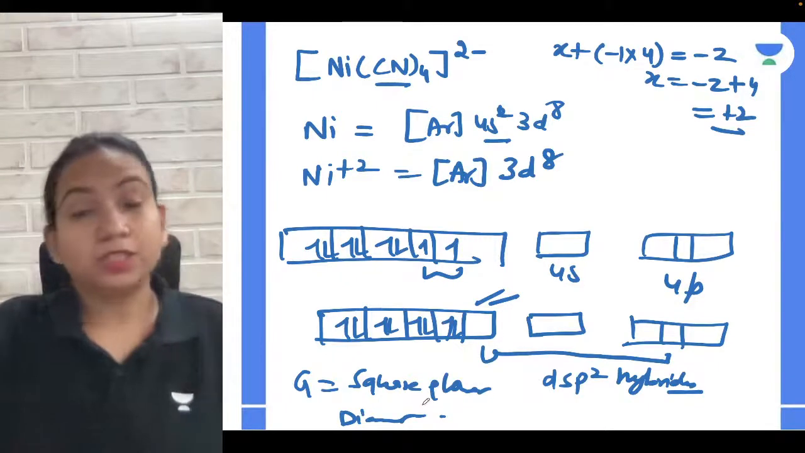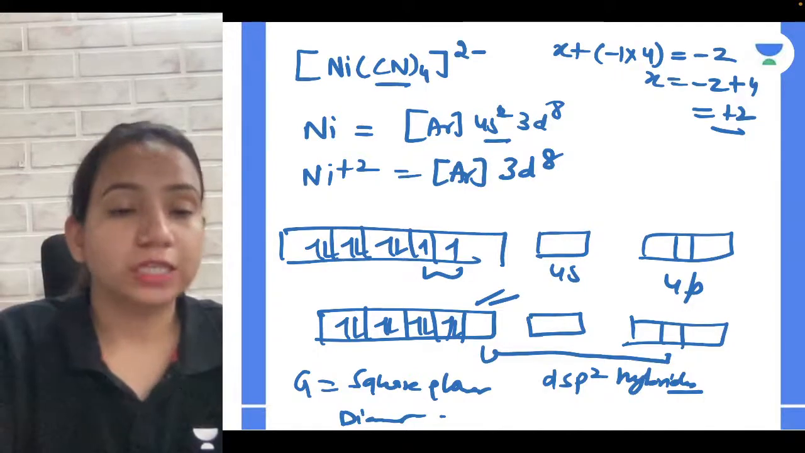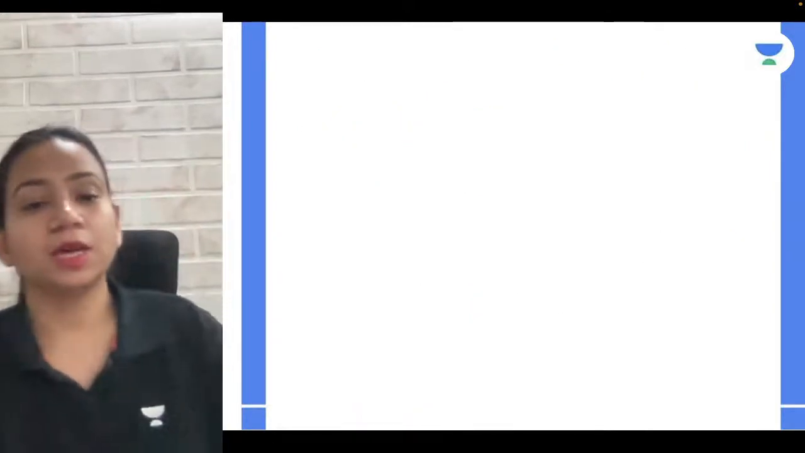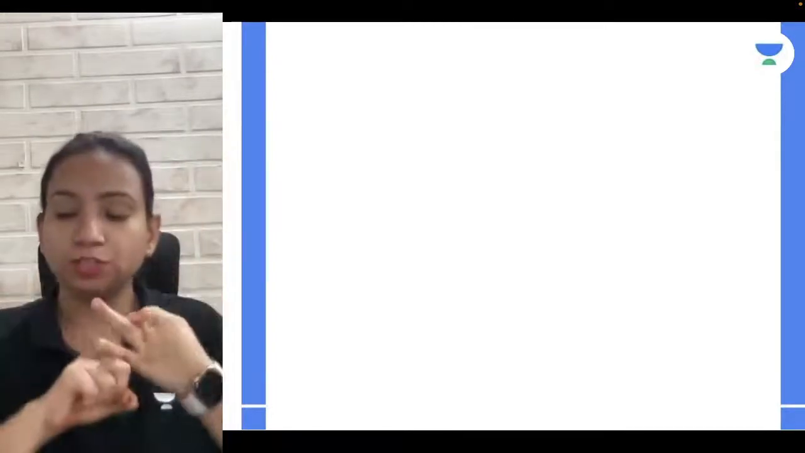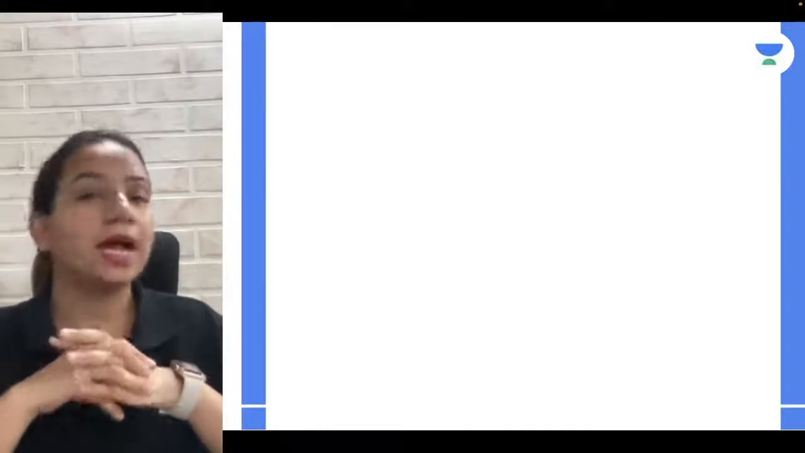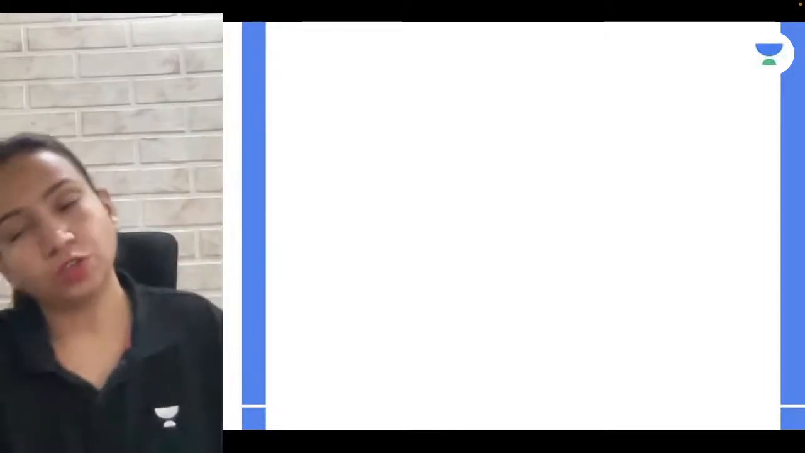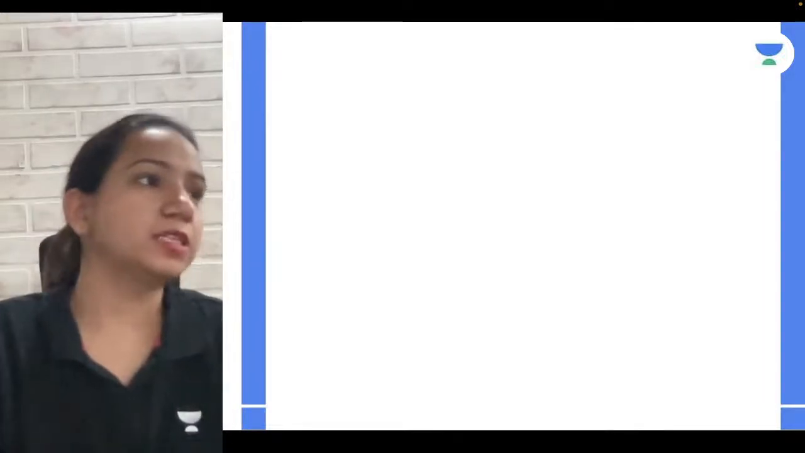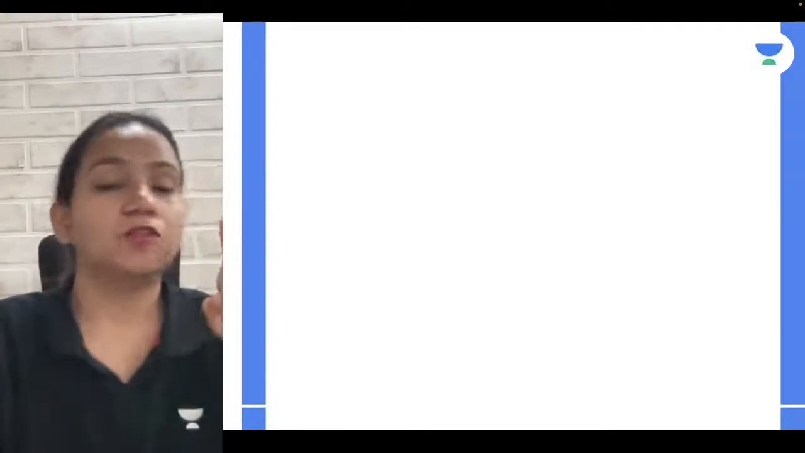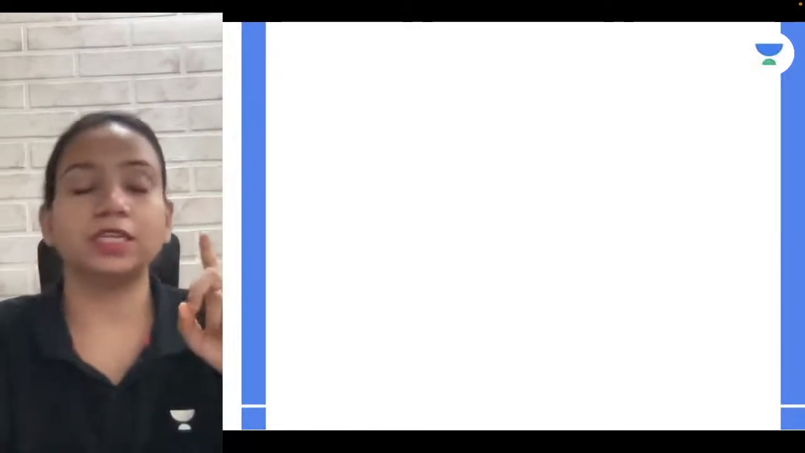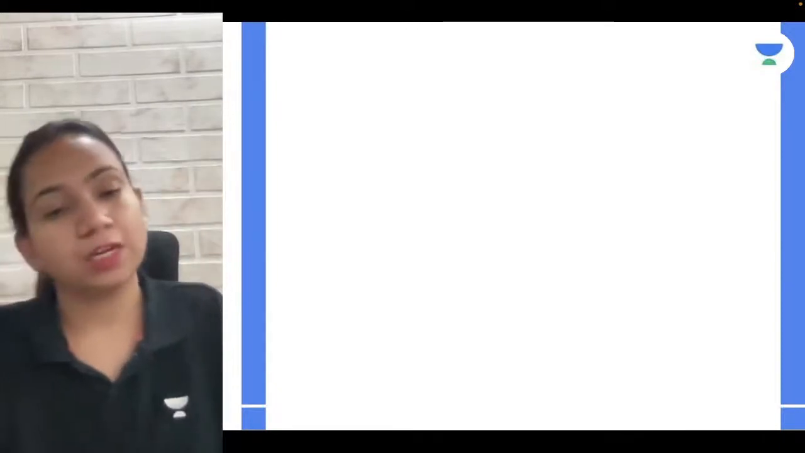Very good. So I hope everyone understood this concept regarding VBT. I just told you a simple way by which you can find out the hybridization, geometry, magnetic properties and the nature of the complex easily. So that's what we have learned. Remember, you have to first see the complex, write the configuration of the metal ion, and then check the ligand. If it's a strong ligand, it can do pairing. If it's a weak ligand, it cannot do pairing, and accordingly you will get the hybridization. I hope everyone is clear.